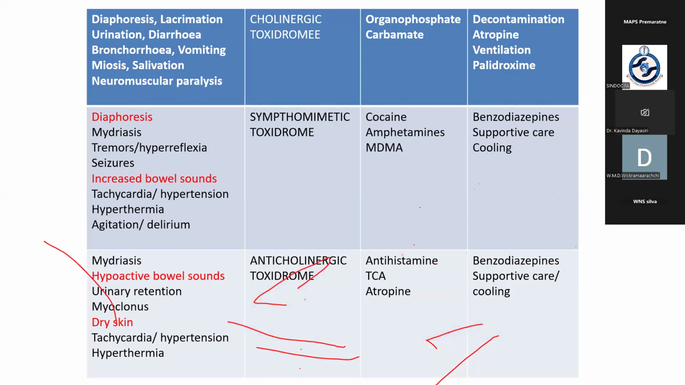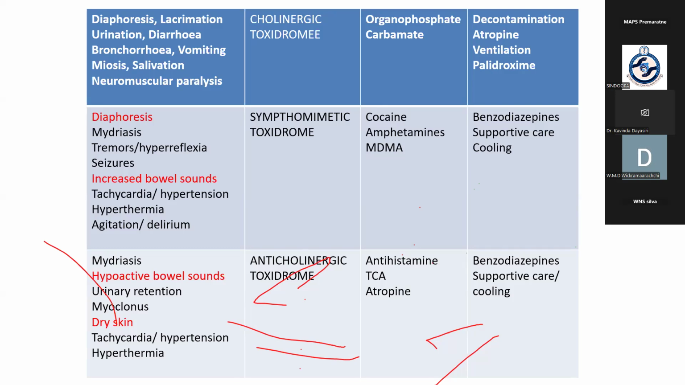A cholinergic toxidrome or the organophosphate toxidrome is recognized when you have more cholinergic symptoms, that is diaphoresis, lacrimation, urination, diarrhea, bronchorrhea, vomiting, a lot of secretions, all the secretions. So the child is covered with secretions everywhere. That is due to the cholinergic toxidrome. Then your DDs are organophosphate or carbamate. So then you can go down that line of management.